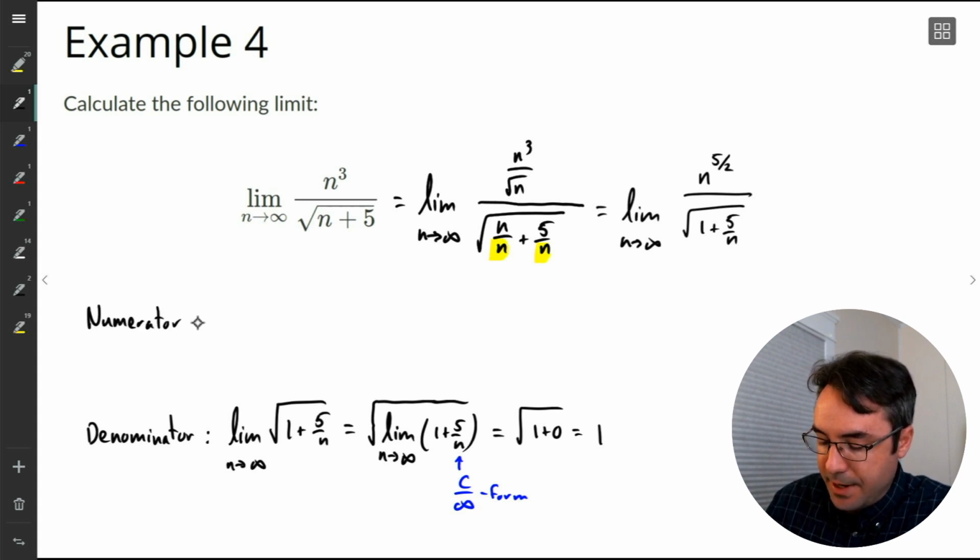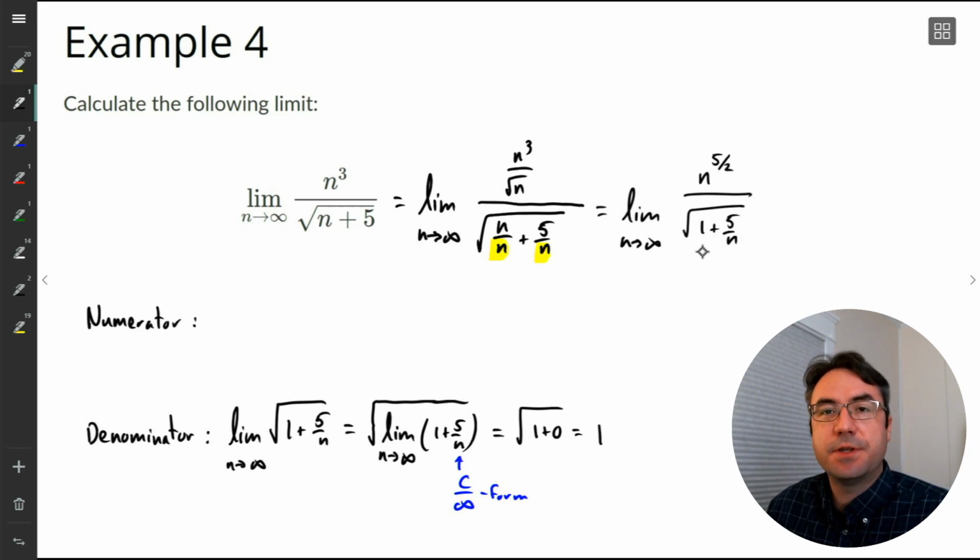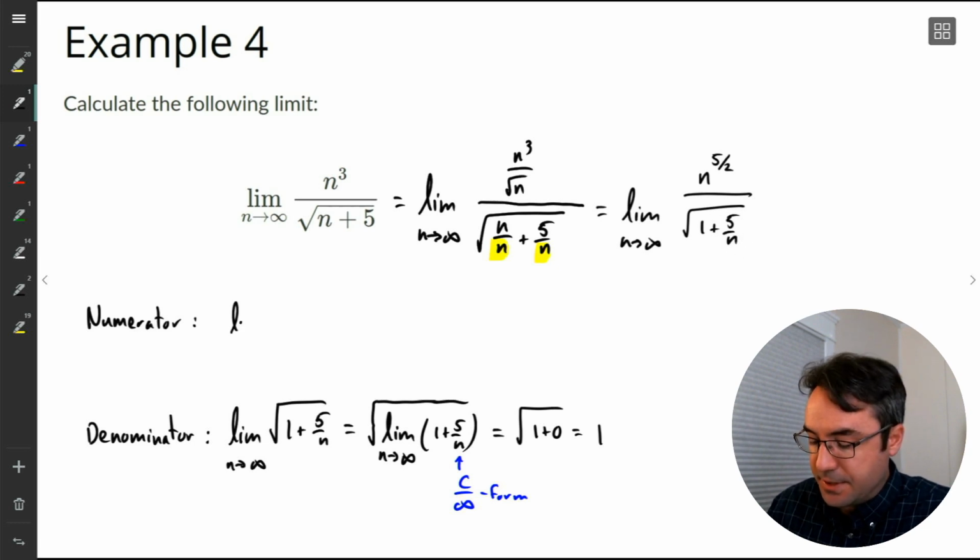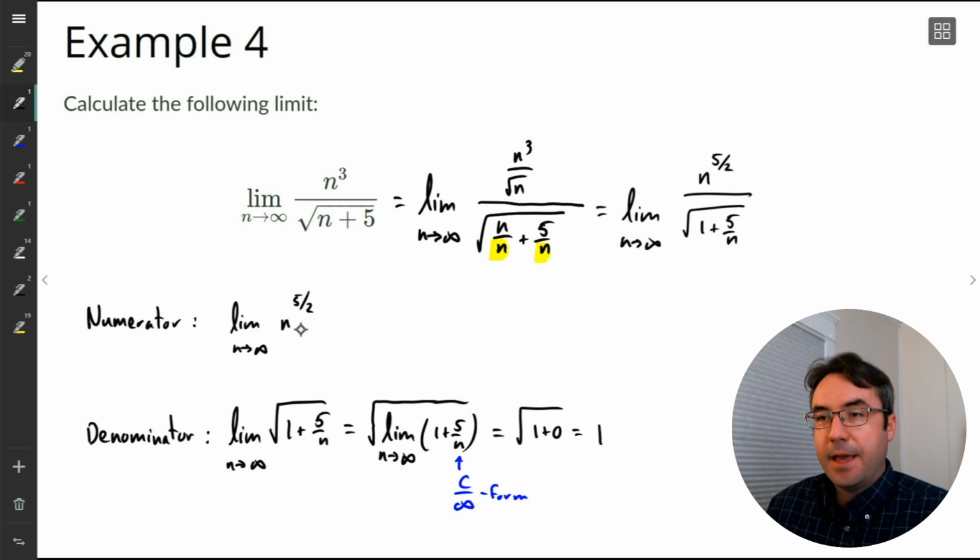So we know our denominator is getting closer and closer to the number 1, but let's consider what's happening to our numerator. And n is getting large positive. So what happens to a large positive number when we raise it to a positive exponent like this? Well, it also gets larger and larger positive. And we say it goes to infinity.